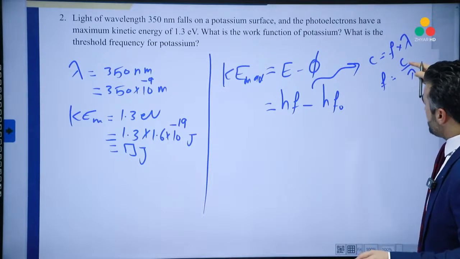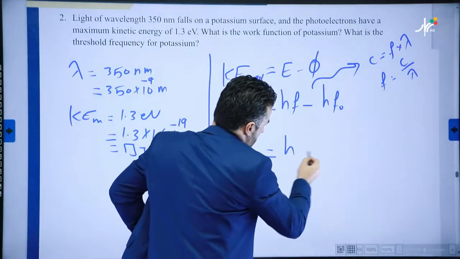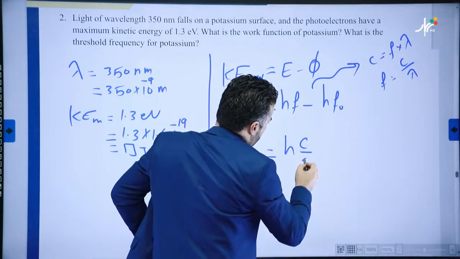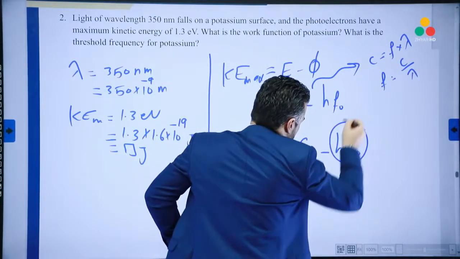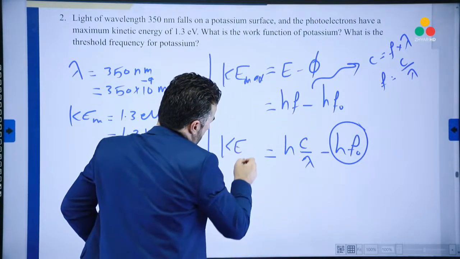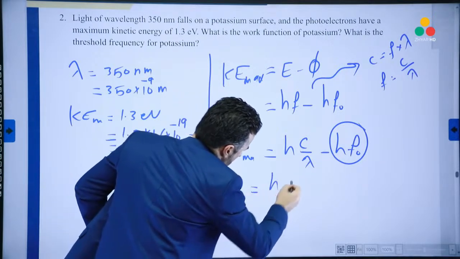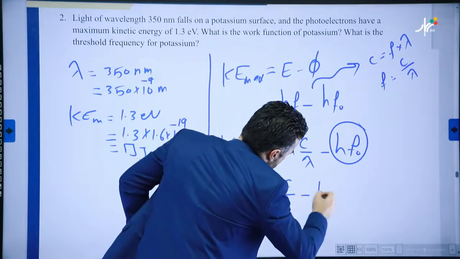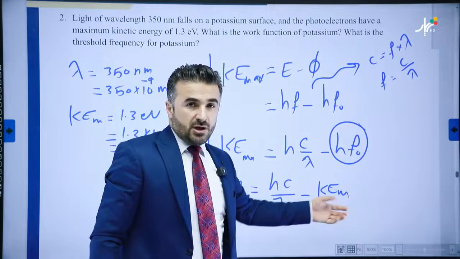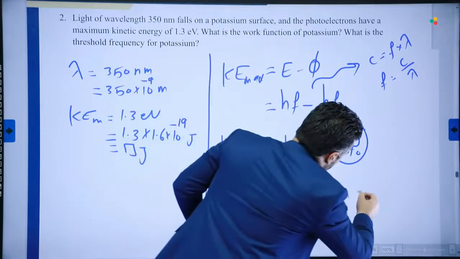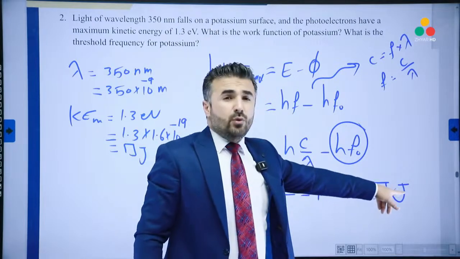Now I can substitute this into the equation. It becomes h times c over the wavelength, minus the work function here. Now we're trying to find the work function, and this is the maximum kinetic energy. So we'll say the work function is equal to hc over lambda minus maximum kinetic energy. All you have to do now is plug in the numbers. Once you do, you're going to find the work function, but it will be in joules.